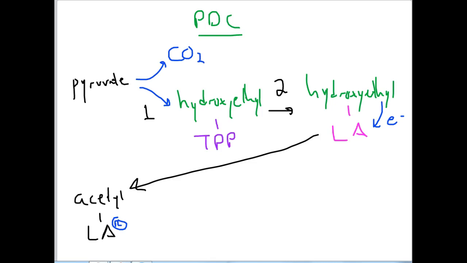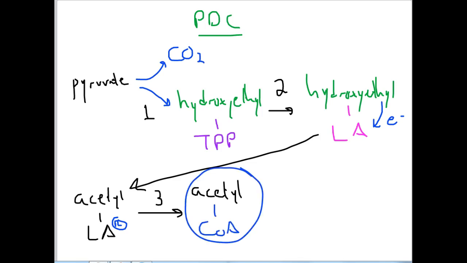Step 3 is the shifting of acetyl from lipoic acid to CoA. And we've made acetyl-CoA. Now I told you that there are 5 steps to the pyruvate dehydrogenase complex, and we've made acetyl-CoA in 3. So it kind of leads us to wonder, well, what are the last 2 steps? The last 2 steps are for recycling the enzyme complex itself.